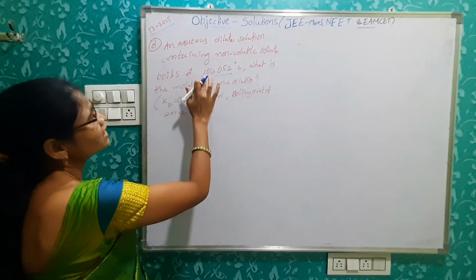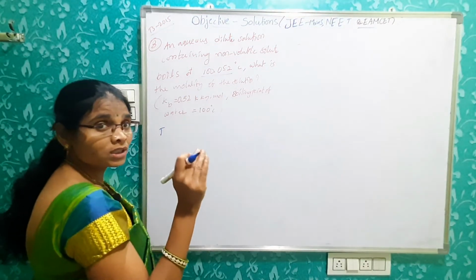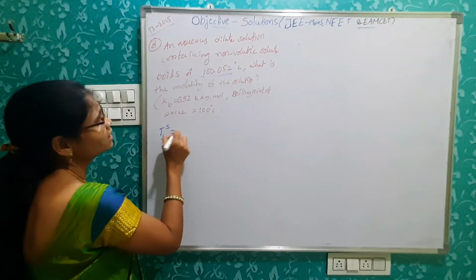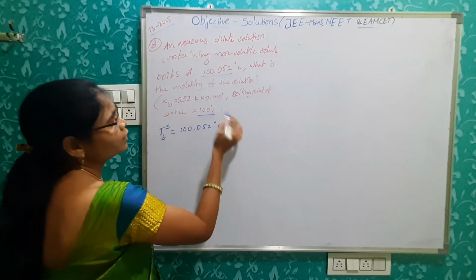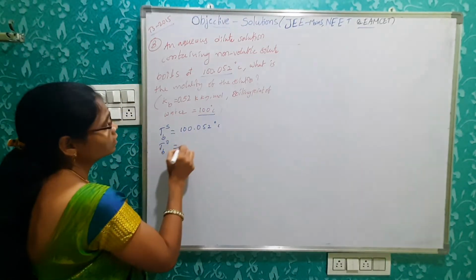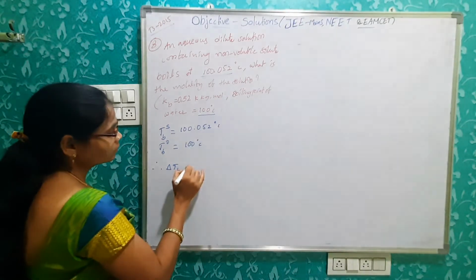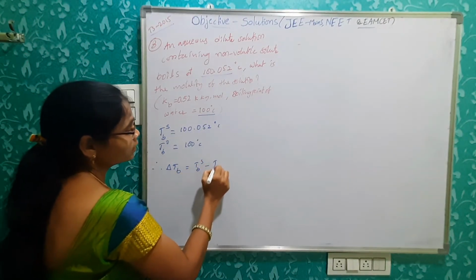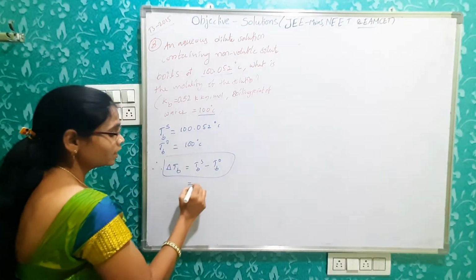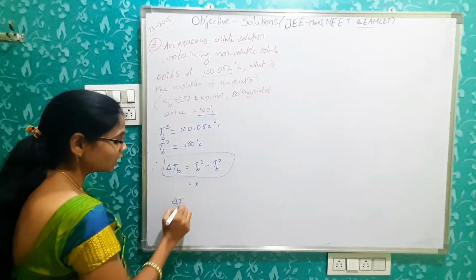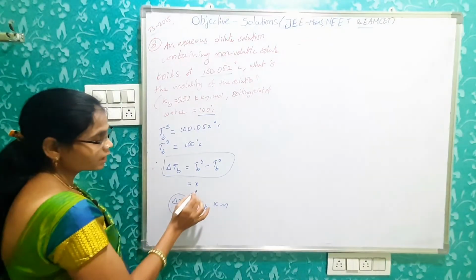See here, the solution boils at 100.052, which means the boiling point of solution is given. TBS is given, that is 100.052 degrees Celsius. Boiling point of water is also given, TB naught, 100 degrees Celsius. Now we have to calculate delta TB, TBS minus TB naught, so this minus this. After getting the answer, what is the other relation? For molality, delta TB is equal to Kb into molality. Delta TB is calculated here.